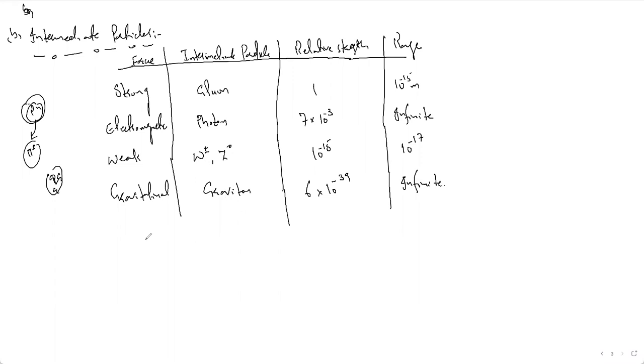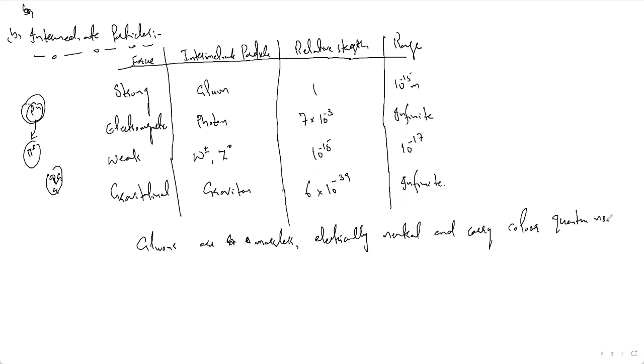The gluons are massless. Gluons are massless, electrically neutral, and they also carry the color quantum number. Now, there are actually 8 gluons, since they come in 8 different colors. There are 8 gluons, and they come in 8 different colors.